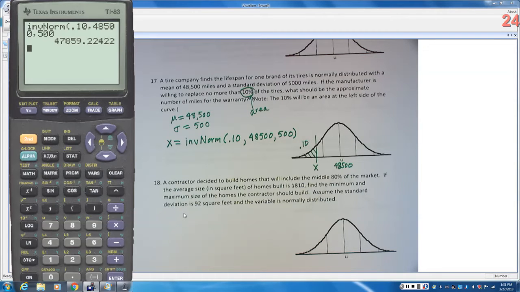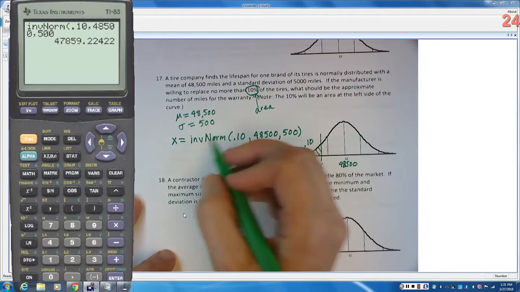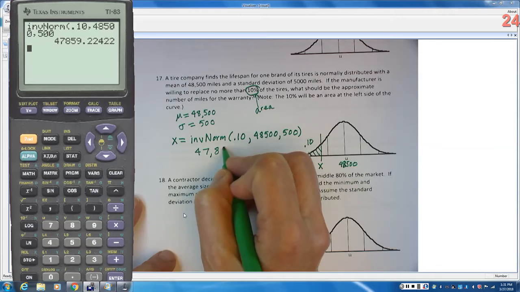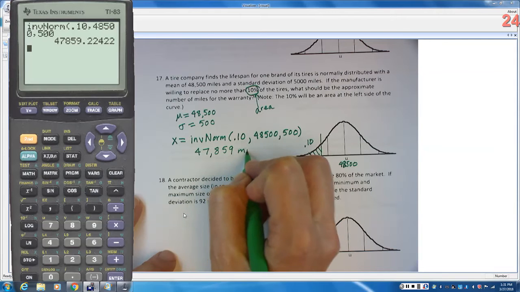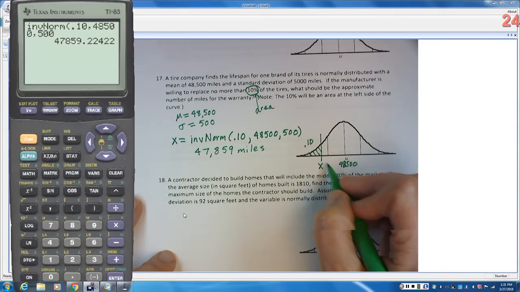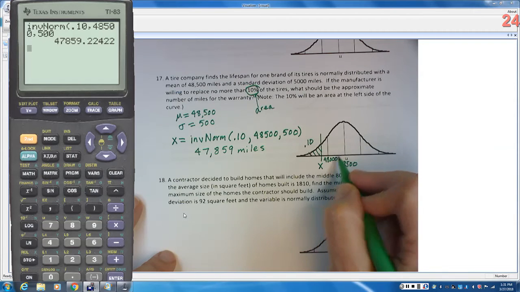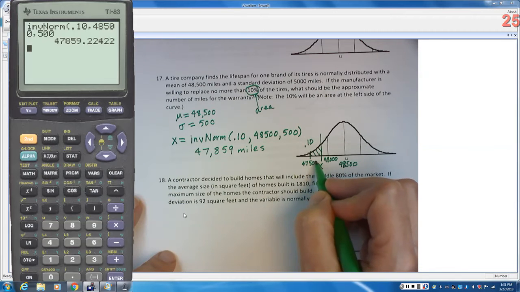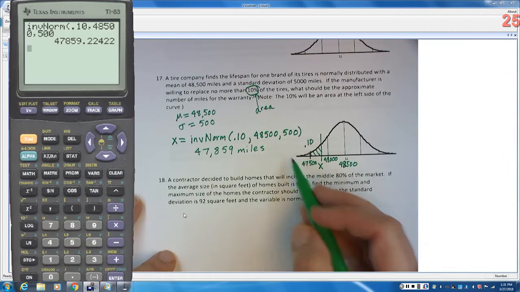I probably drew my line a little bit in the wrong place, but it's 47,859 miles. 48,500. This would be 48,000. No, I drew the line in the right place. This would be 47.5. So that makes sense.